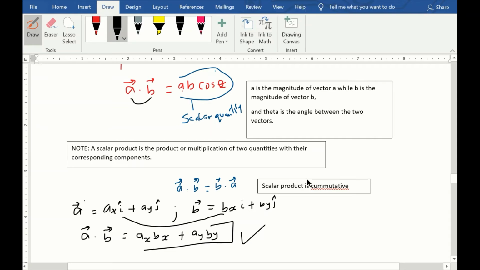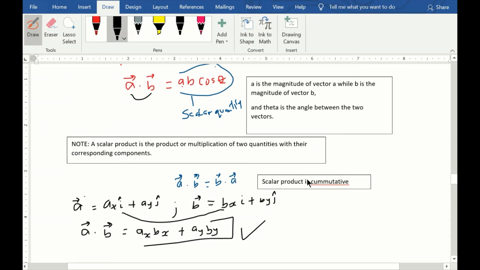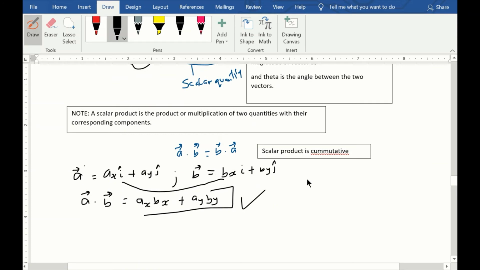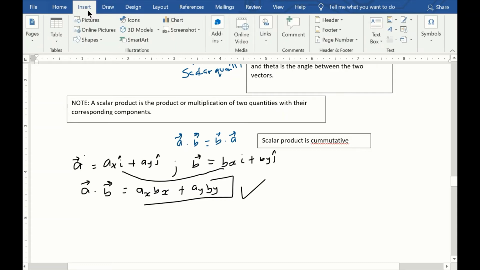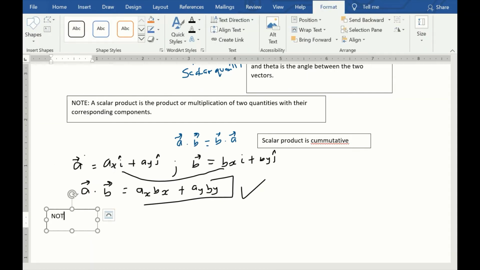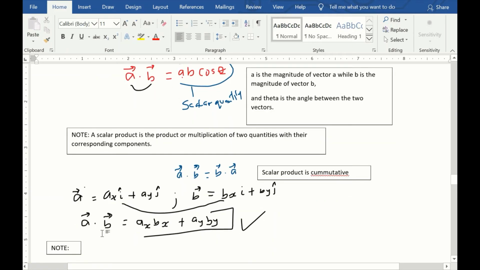Before we look at examples, I want to give us another point to note. Please note these important points. This point will be useful for the second method, okay? So this point will be useful if you are using the other method for finding scalar product.